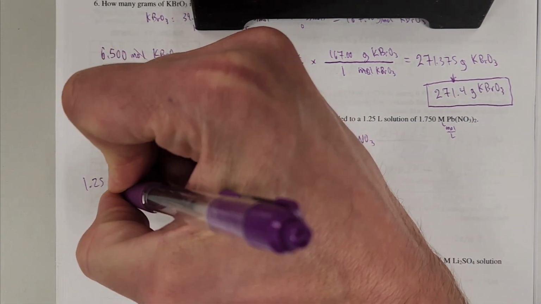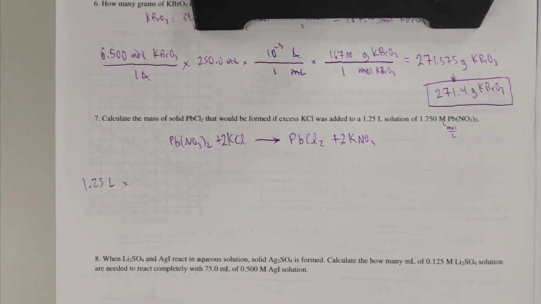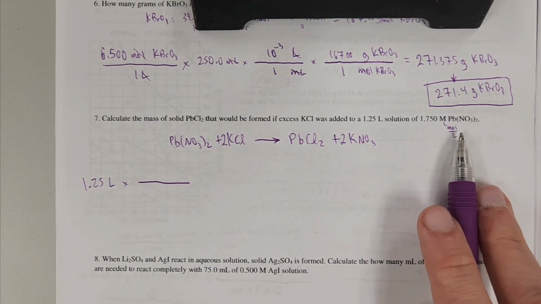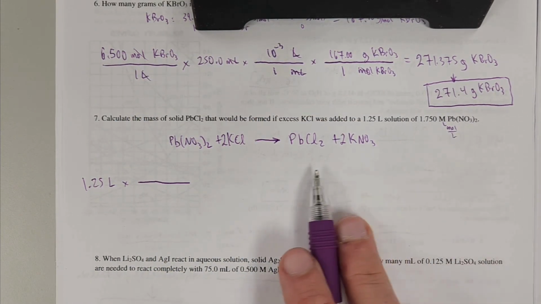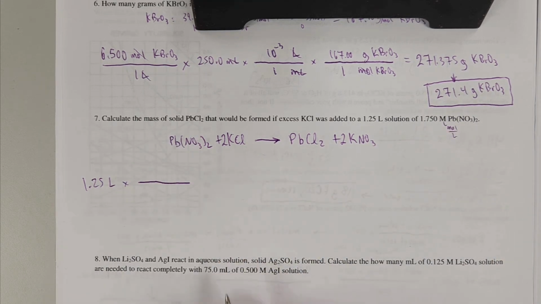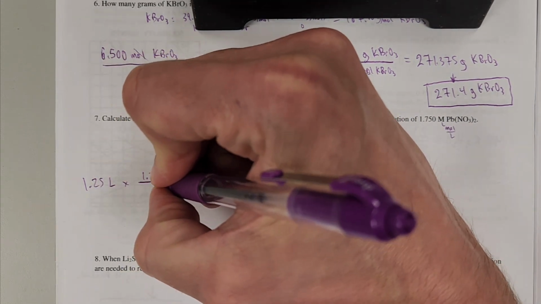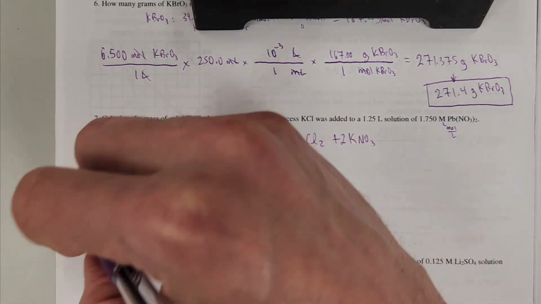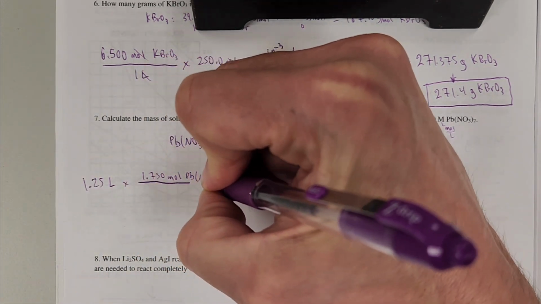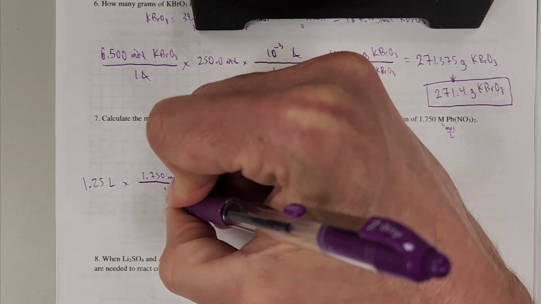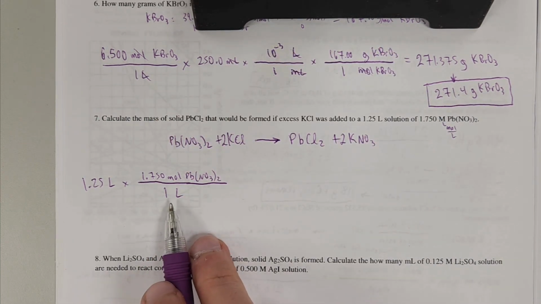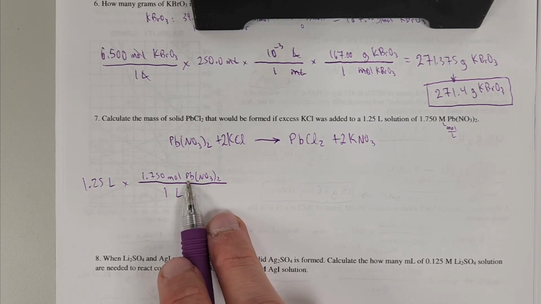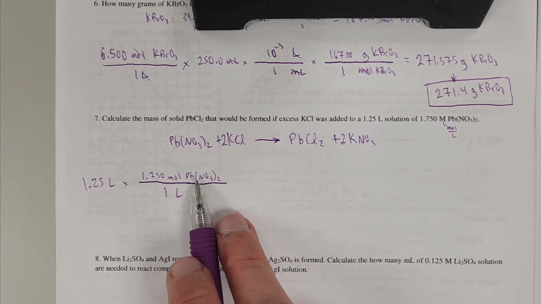So 1.25 liters times. And then let's see, what are we doing? Well, liter will cancel liter to give moles. Well, that's a good start toward getting mass. So 1.750 moles of, what is this, lead 2 nitrate per 1 liter. So liter cancels liter. We've already got moles of lead 2 nitrate, but it's not asking for moles of lead 2 nitrate. It's asking for a mass of solid lead 2 chloride, so different chemical.